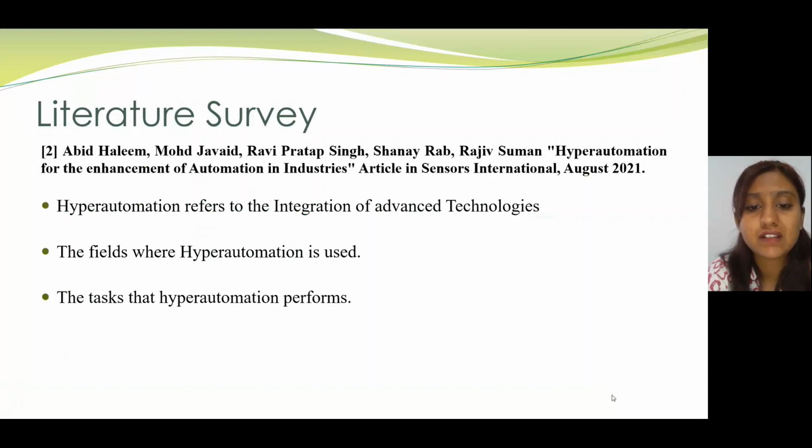In industries such as manufacturing, healthcare, finance, and transportation, hyperautomation has several benefits. For instance, in manufacturing, hyperautomation can automate complex tasks such as production management, quality control, and inventory management, which improves the product quality and reduces cost by identifying and addressing production issues before they occur. So this is done with the literature survey.